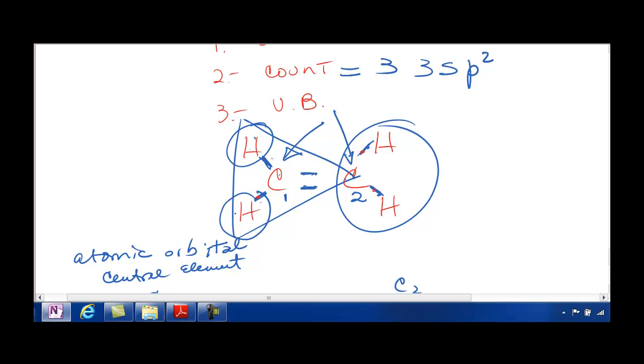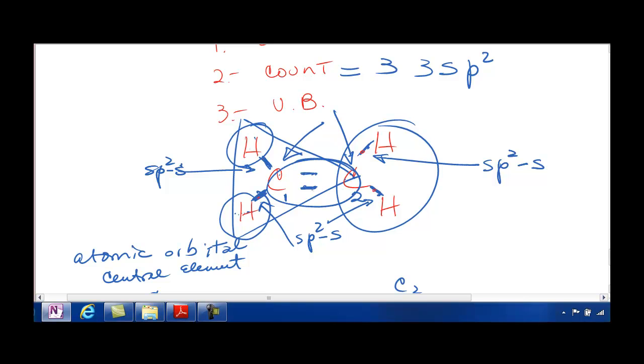And of the 3 sp2s, 2 of them are going to be bonded to hydrogens. Okay, so that's going to be an sp2 of carbon and an S of hydrogen. That's going to be a sigma bond, an sp2 of carbon overlapping with an S of hydrogen. So is that one. That one right there is an sp2 of carbon overlapping with an atomic S of hydrogen. And these guys are the same, and these two are the same. That one right there, sp2 and S.